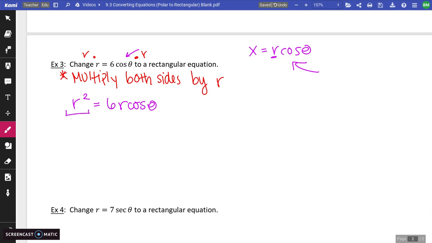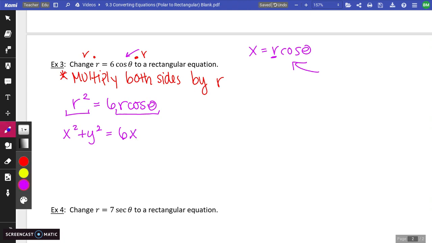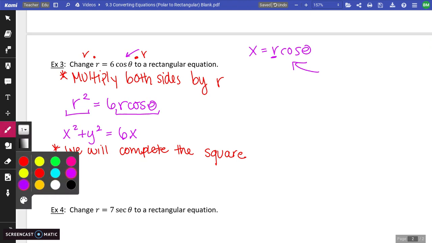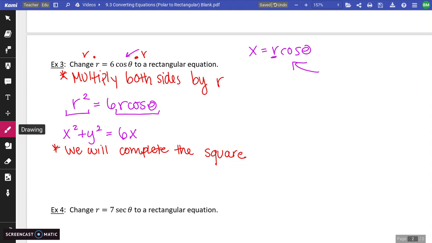I know that r squared is the same as x squared plus y squared without the square root. And I know that r cosine theta is the same as x, so I'll have 6x. Now this one can be a little bit trickier to simplify. Here we will complete the square. Remember back last semester in Math 3, we would simplify circle equations, or convert them, I should say, by completing the square.